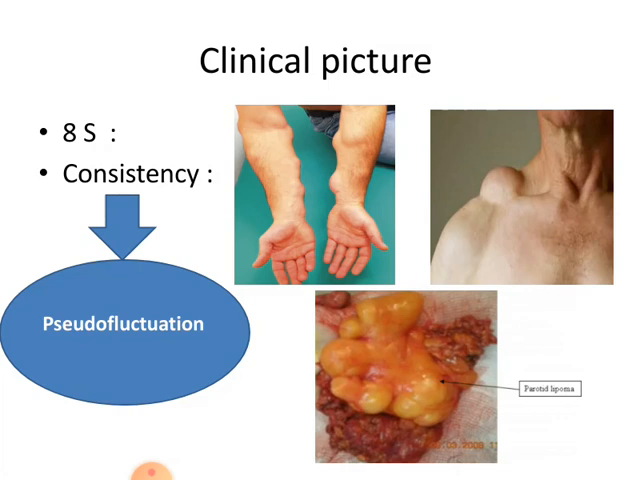We must differentiate lipoma from the sebaceous cyst. A sebaceous cyst has a punctum. These are the two most common lesions of the skin and subcutaneous tissues. If you want the whole message, the common lesions of the skin and subcutaneous tissue are the lipoma and the sebaceous cyst. How to differentiate? Sebaceous cyst has a punctum. Lipoma has slippery edges, pseudofluctuation, and a lobulated surface.